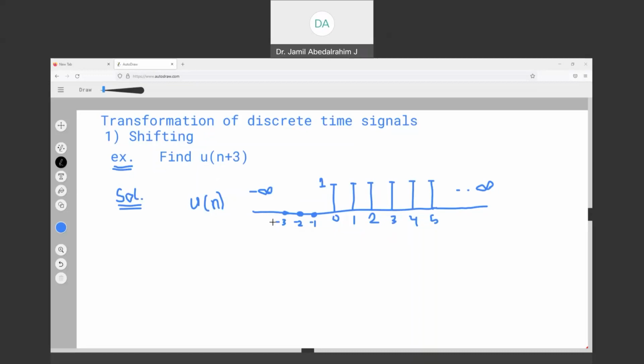So this is our original unit step. It looks like that, our original unit step. Students, it is very important to write infinity here. If you forget to write it, it means your signal is specified. So u of n plus 3, what does that mean? Originally the signal starts from 0 till infinity. Okay, that's the original unit step.